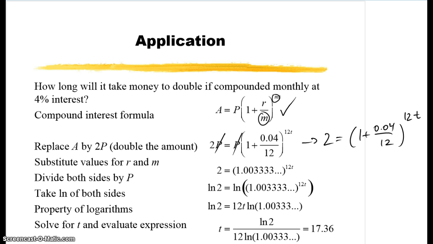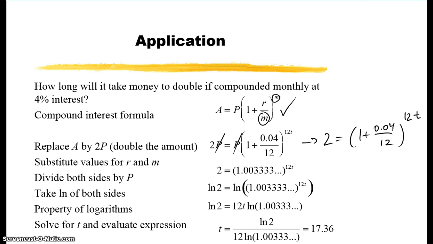Your textbook then in this solution evaluates what's in parentheses. My advice to you is to actually wait, to not do this yet. My advice is to simplify the problem as much as you can and then deal with this parenthesis at the end. So what I'm going to do on the side here is an alternative solution, and I'll skip this step of figuring out what 1 plus 0.04 over 12 is.